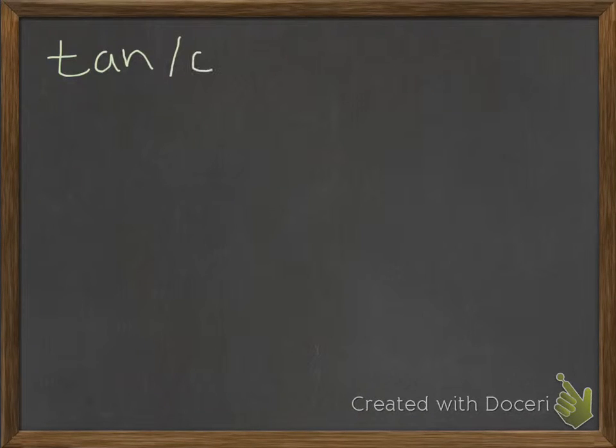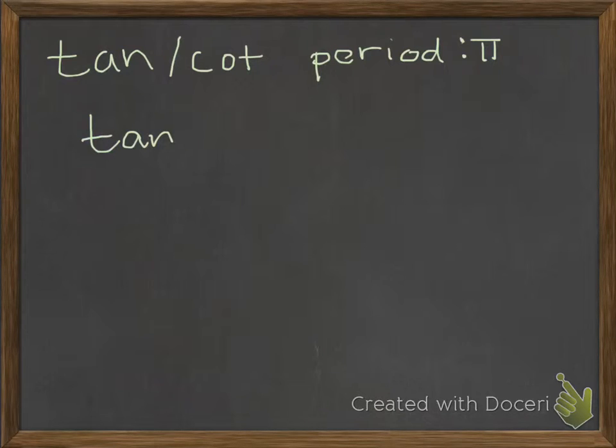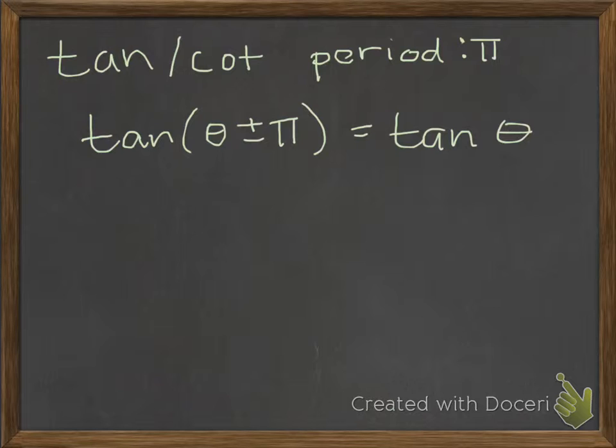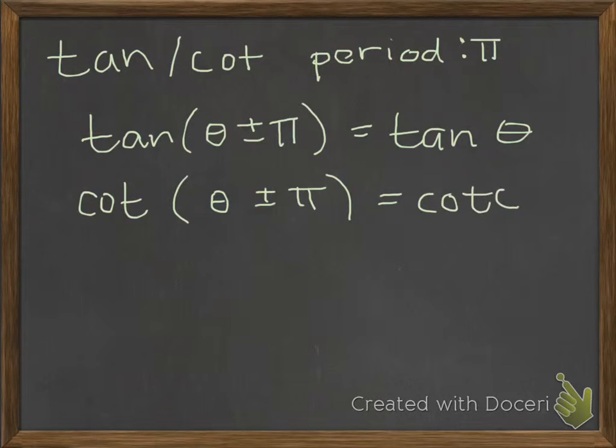So tangent and cotangent have a period of pi. So that means if I have tangent of theta plus or minus pi, it is the same as tangent of that original angle. Same thing for cotangent. If I get to add or subtract a pi, it's the same as the original. And again, the goal is to always get everything to come back to that first quadrant if possible.